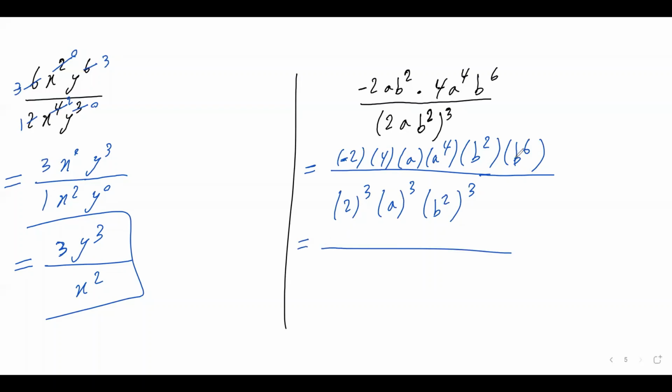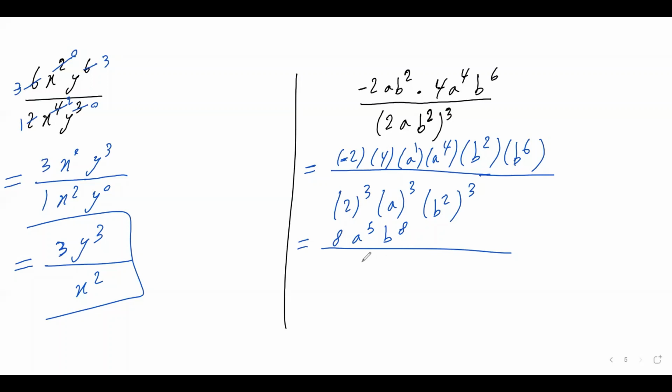Simplify further. For numerator, I have negative 2 times 4 is 8. A times a to the power of 4. So I write down one of the bases and add up the exponents. So you know the exponent is just 1. So 1 plus 4 is just 5. Now for b's, b squared times b to the power of 6. Write down one of the b's and add up the exponents. 2 plus 6 is just 8.